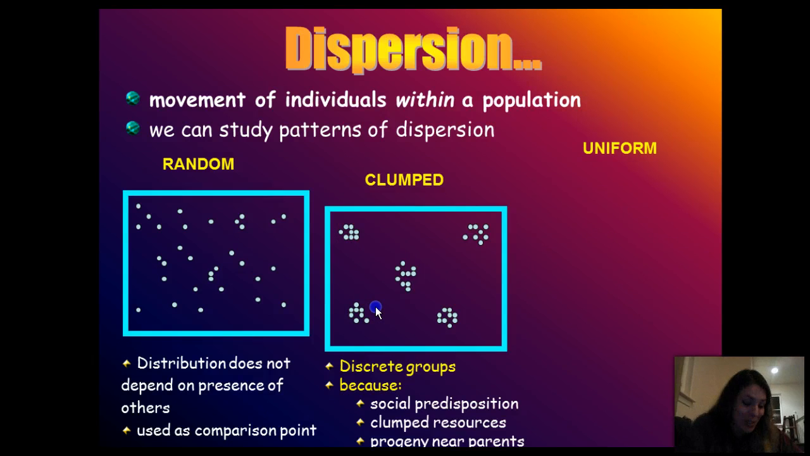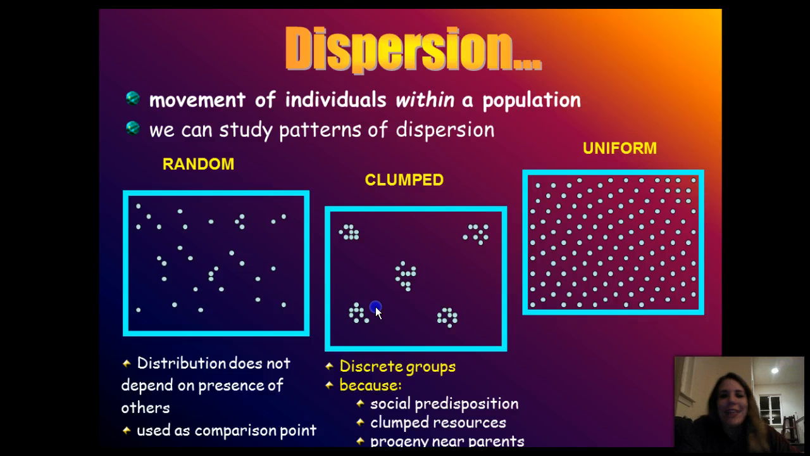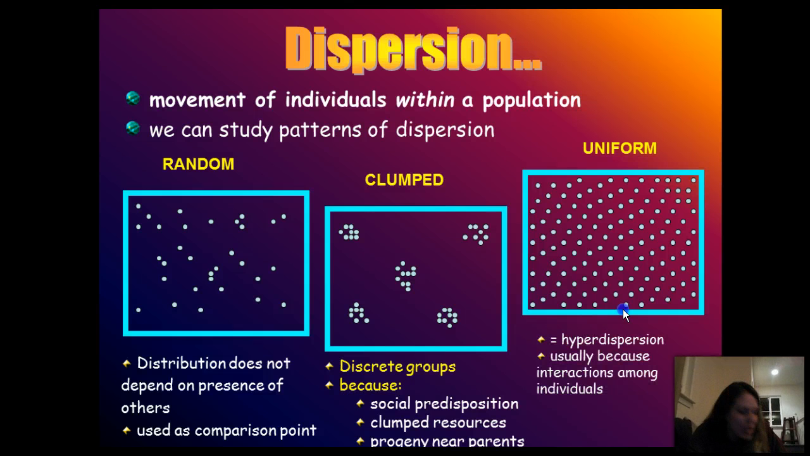But another scenario, which is even, to me, more interesting, is uniform dispersion. And this looks something like that. This would be where individuals are more or less evenly spaced, equally spaced from each other. And this is so cool. Like, what causes something like that to happen, and what kinds of organisms experience that dispersion pattern? This is also called hyperdispersion, and it's often due to social interactions. So individuals trying to keep other individuals away from their home or their resources that they've acquired.